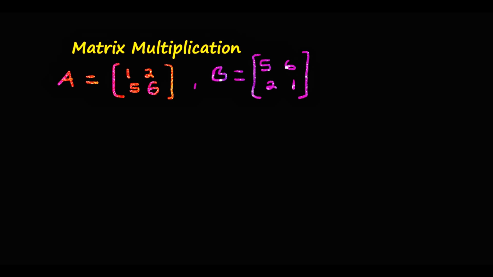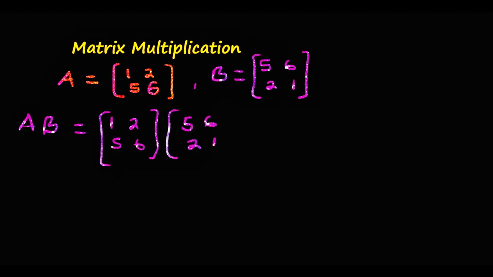In this video, we're going to learn how to multiply matrices. So in this case, you have A to be 1, 2, 5, 6, and B is 5, 6, 2, 1. Now we want to obtain the product of the two, that is A times B. So A times B will be 1, 2, 5, 6 times B, which is 5, 6, 2, 1.